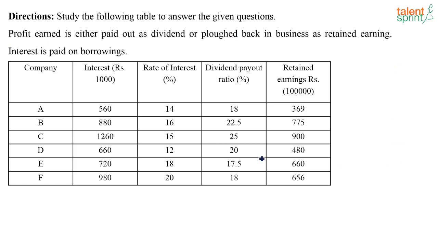Let us first understand this table. I think if you understand this table, it is very easy to follow. Now there are companies A, B, C, D, E and F. 6 companies are there. Now, each company is borrowing some money, and for whatever they have borrowed, they are paying back interest at this rate: 14%, 16%, 15%, 12%, etc. And the interest that they are actually paying is as follows.